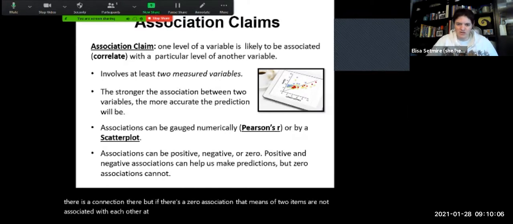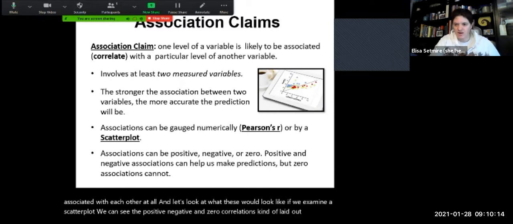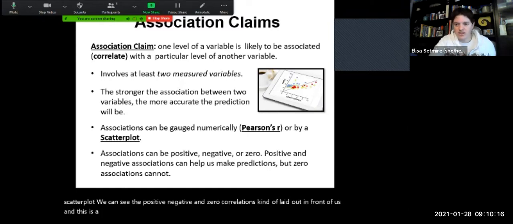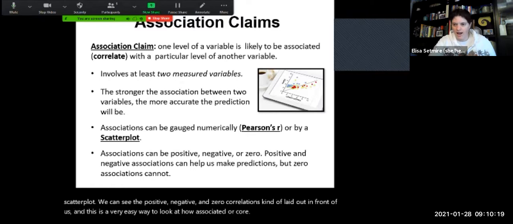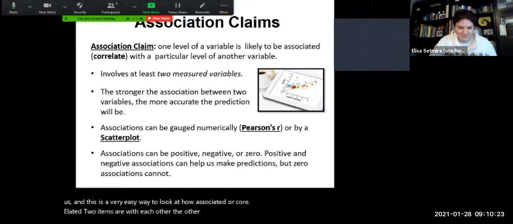And let's look at what these would look like. If we examine a scatter plot, we can see the positive, negative, and zero correlations laid out in front of us. And this is a very easy way to look at how associated or correlated two items are with each other. The other one being Pearson's R.